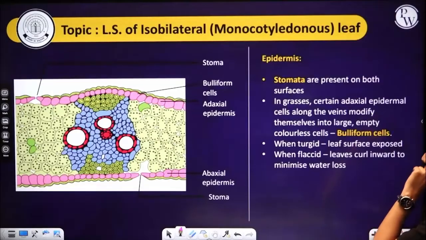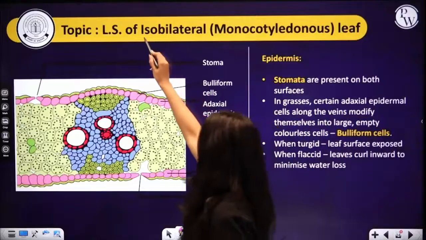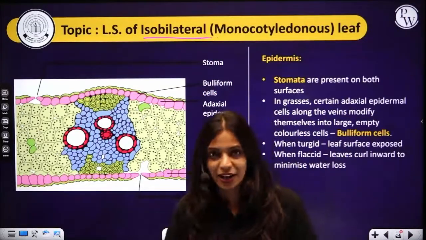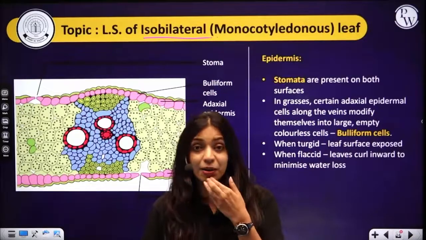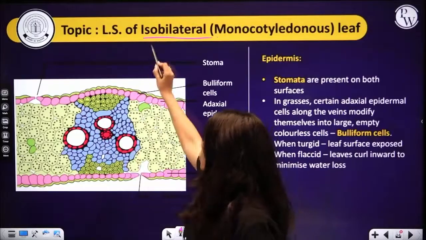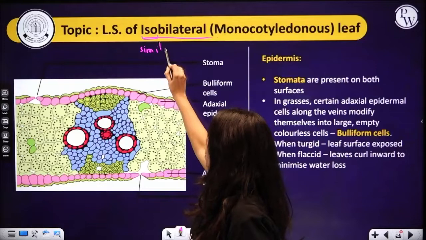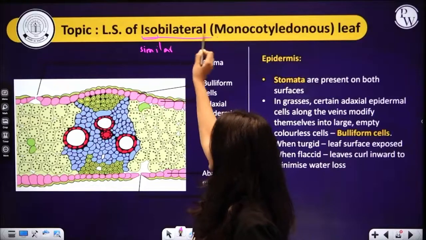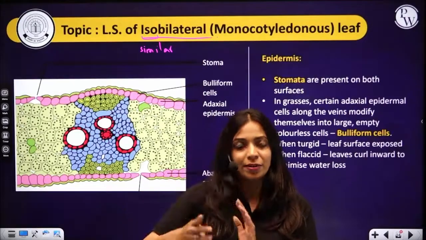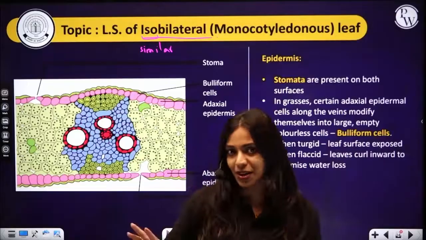Now let's talk about a section of an isobilateral leaf. Isobilateral leaves are nothing but the opposite of a dorsiventral leaf. Iso means same or similar. I've already told you that. Bilateral means two sides. Lateral means side. Isobilateral means both the sides of the leaf are pretty much similar.